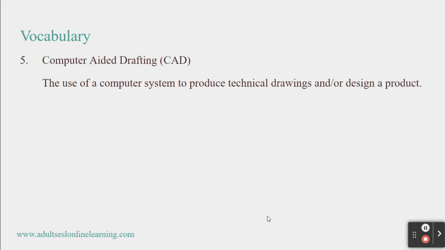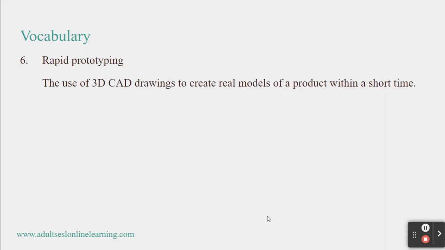Number 5, computer-aided drafting, CAD. The use of a computer system to produce technical drawings and or design a product. Number 6, rapid prototyping. The use of 3D CAD drawings to create real models of a product within a short time.